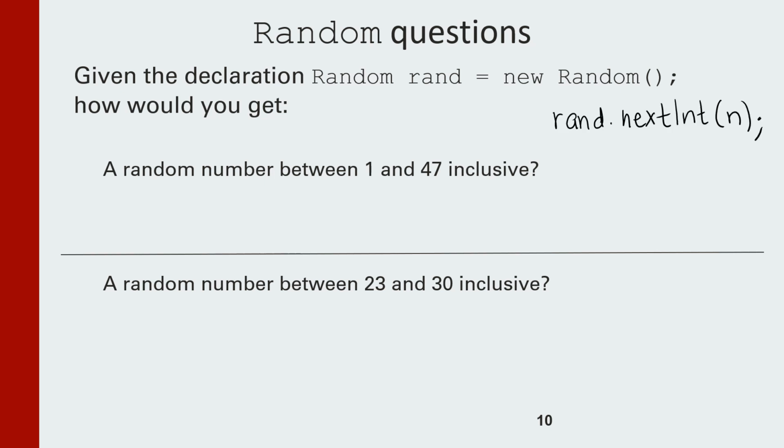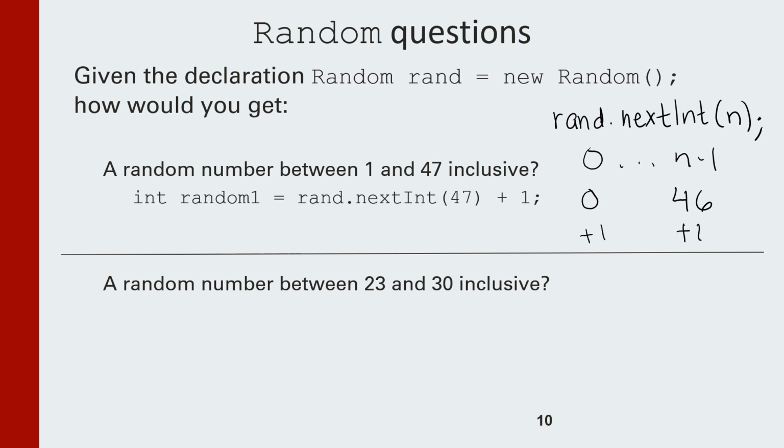We may remember that with rand, we can do rand.nextInt(n), and that will give me a number between 0 and n minus 1 inclusive. In this case, I want the numbers 1 to 47 inclusive, so that tells me I want the numbers between 0 and 46 inclusive, and then I'm just going to add 1 throughout. So that gives me int random1 = rand.nextInt(47) + 1.